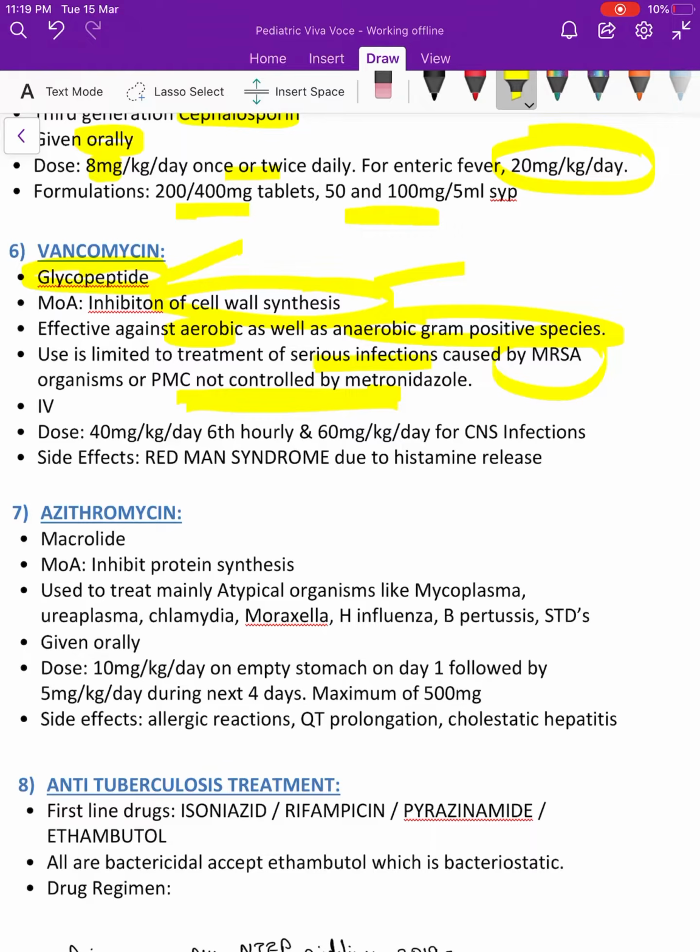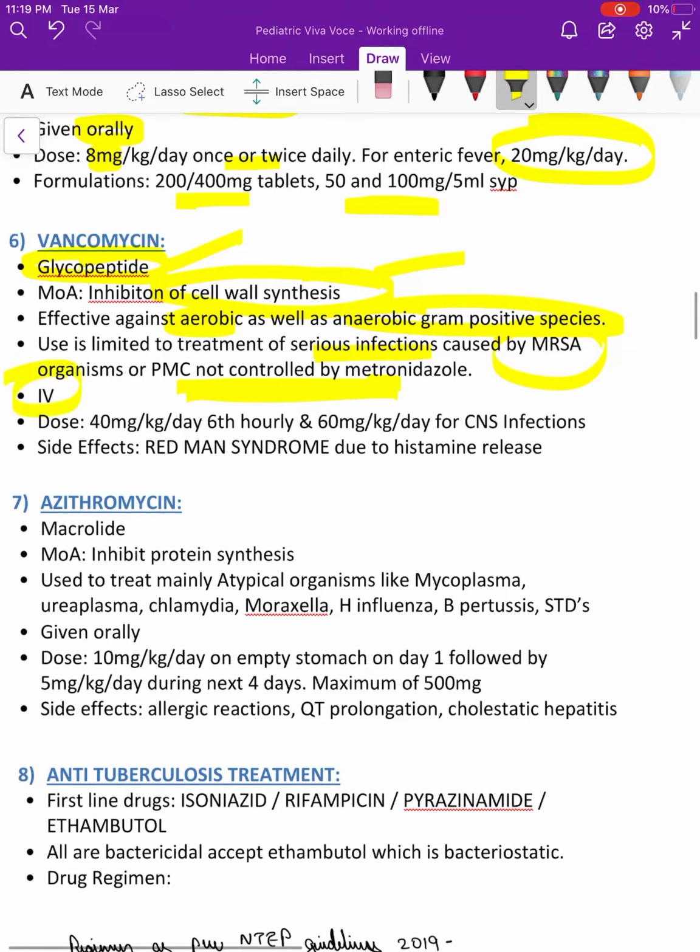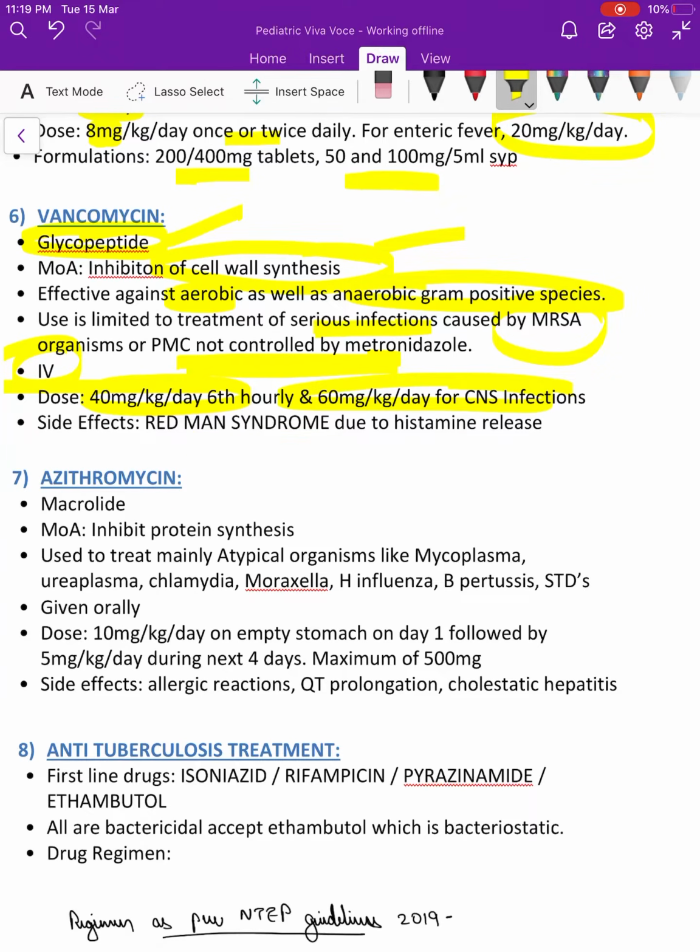controlled by metronidazole. Vancomycin is always given IV. Though linezolid is available both oral as well as IV, vancomycin is only IV. Fine. So it is given as 40 mg per kg per day 6th-hourly and 60 mg per kg per day for CNS infections. Side effects, this is a famous MCQ question as well. It causes red man syndrome due to histamine release.